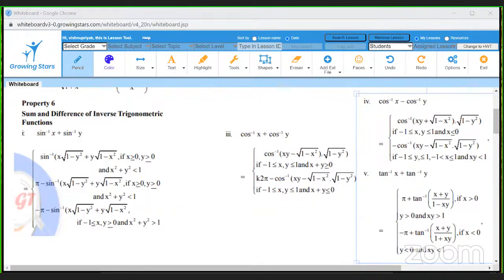Now, are you able to send the message, Lohit? I have shared the screen again.